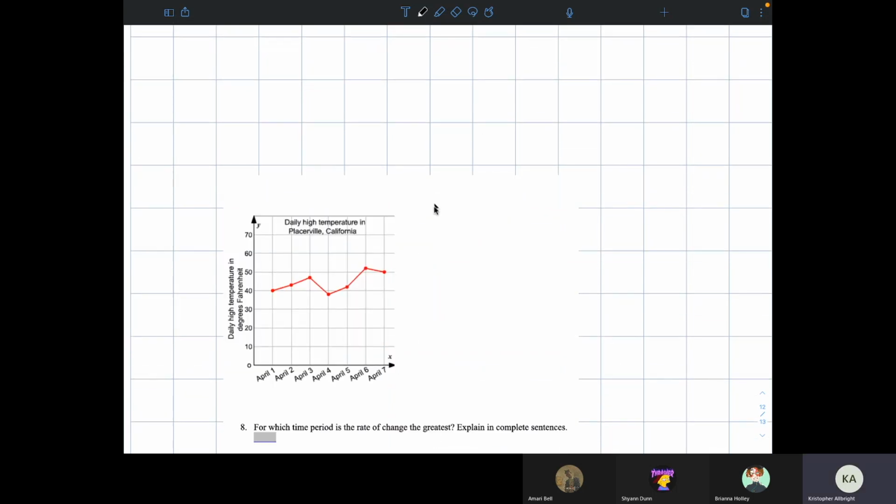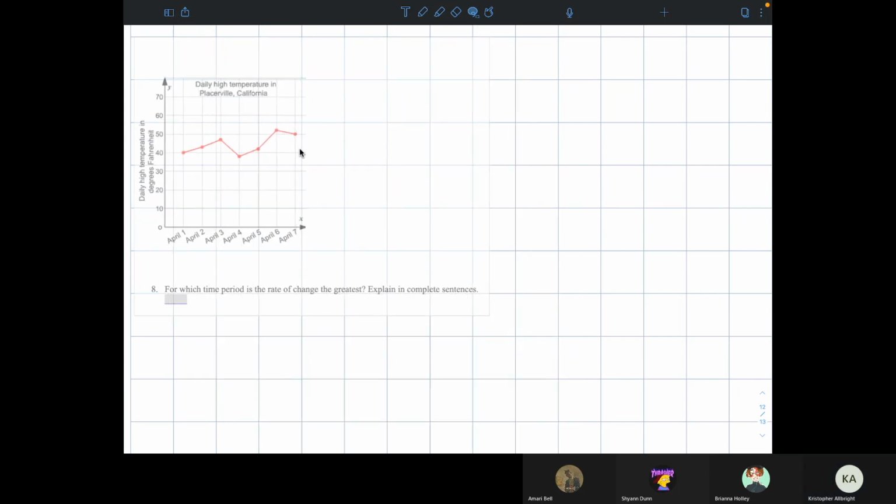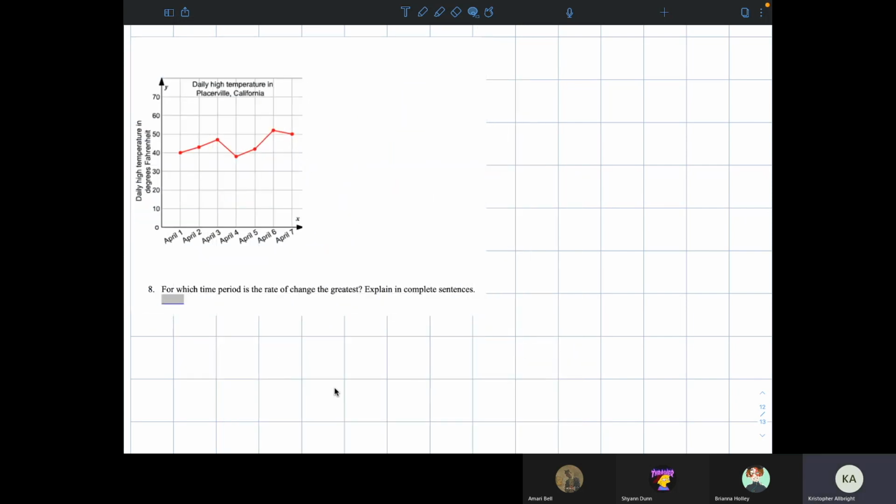Okay, so we have this one. We have the daily high temperature in Placerville, California, from April 1st to April 7th. So now we're looking for which time period the rate of change is the greatest. So we're looking again for where it changes the most.